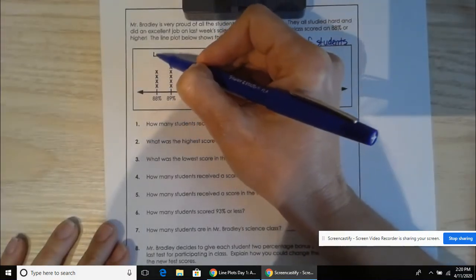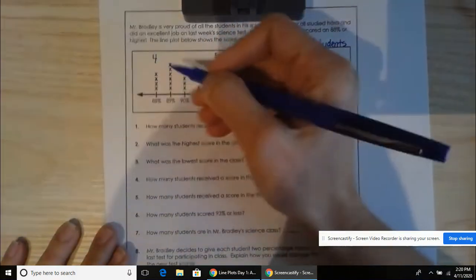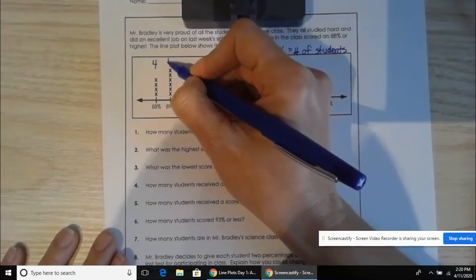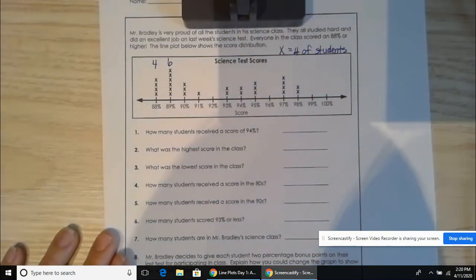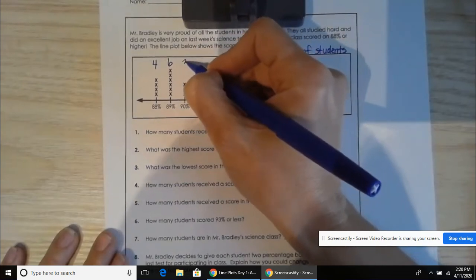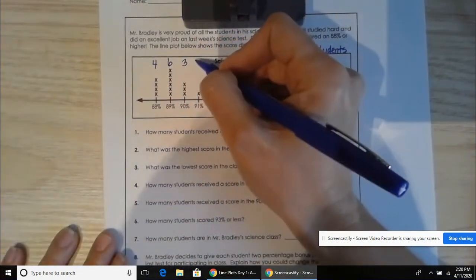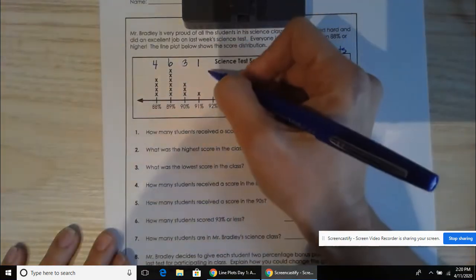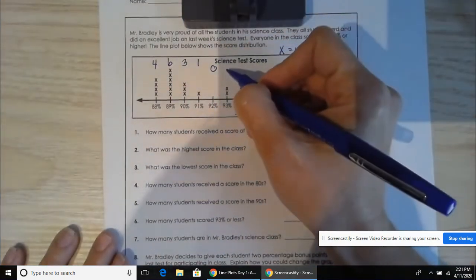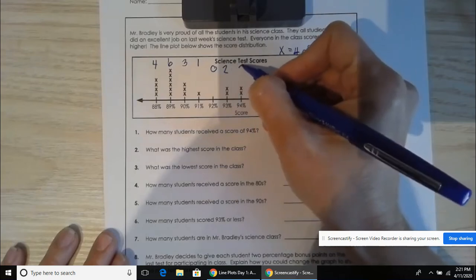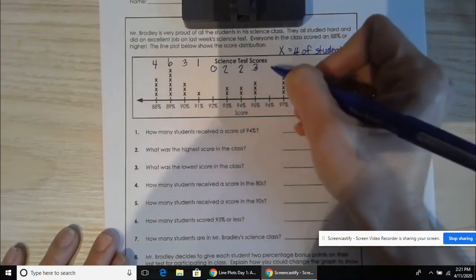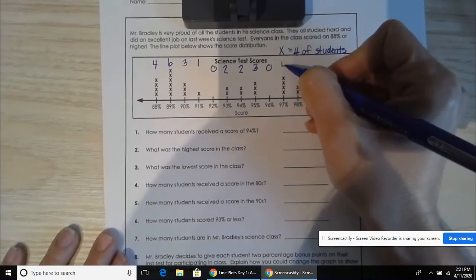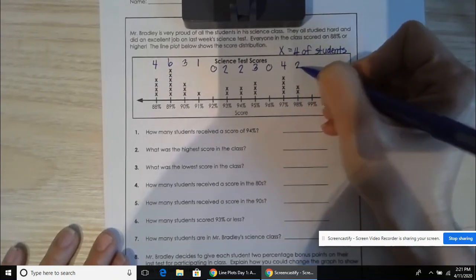So 4 students received an 88%. 1, 2, 3, 4, 5, 6 students received an 89%. 3 students received a 90%. 1 student received a 91%. We didn't have any students here. 2 students, 2 students, 3 students, 0. And I'm just going to fill in the rest of the chart before we get started.